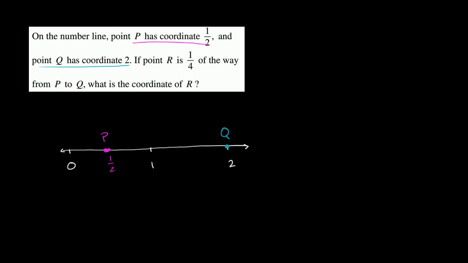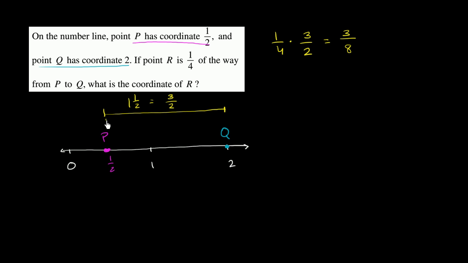Well, just think about this total distance. The total distance between P and Q, this distance right over here, we go a half and then another whole. So it's 1 1/2, which is the same thing as 3/2 if we want to write it as an improper fraction. Now, r is going to be 1/4 of this distance more than P. So what is 1/4 of 3/2? 1/4 times 3/2, it's going to be 1 times 3 is 3, 4 times 2, 8. So it's going to be 3/8 more than 1/2.